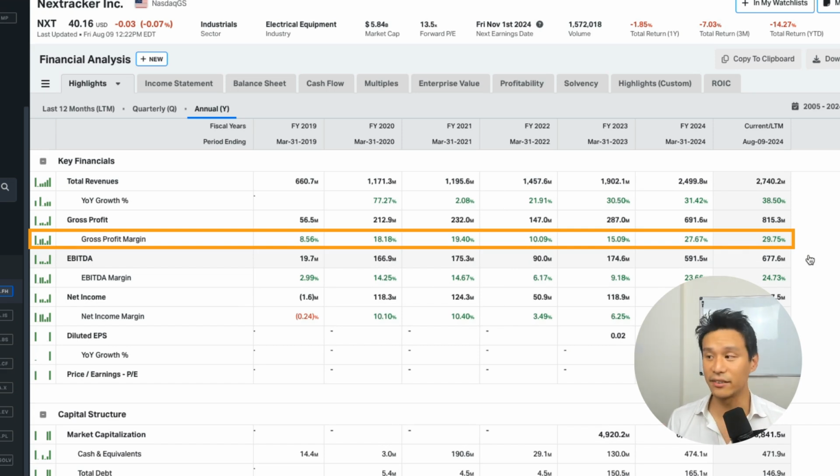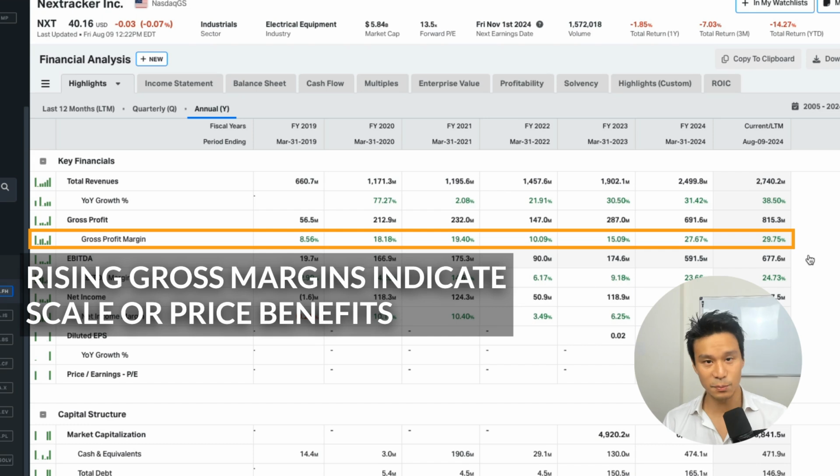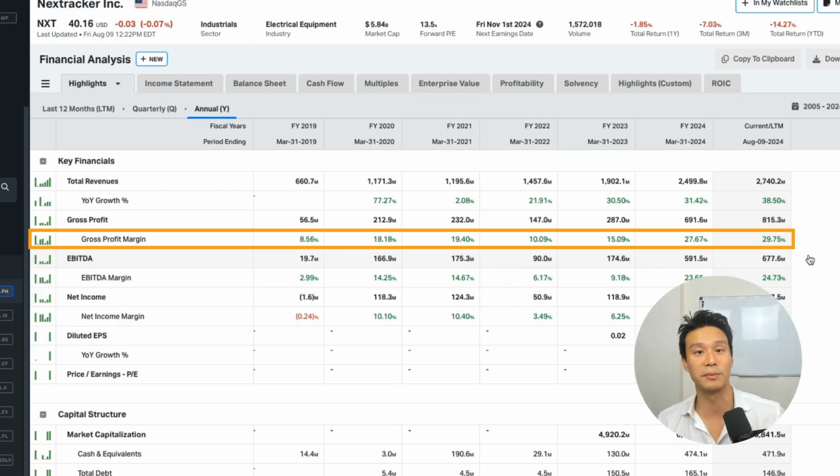That's a great sign of scale. It means that the company is able to keep the costs of its production and delivery of its solar trackers and its software low relative to the price. And it can even be keeping positive price increases on the sales of its products, even when solar prices in the industry itself are going down. So that's a great sign that the company is achieving scale. And again, we want scale because that just means we're getting more profits as the business grows. So that's the first profit line that we want to look at.